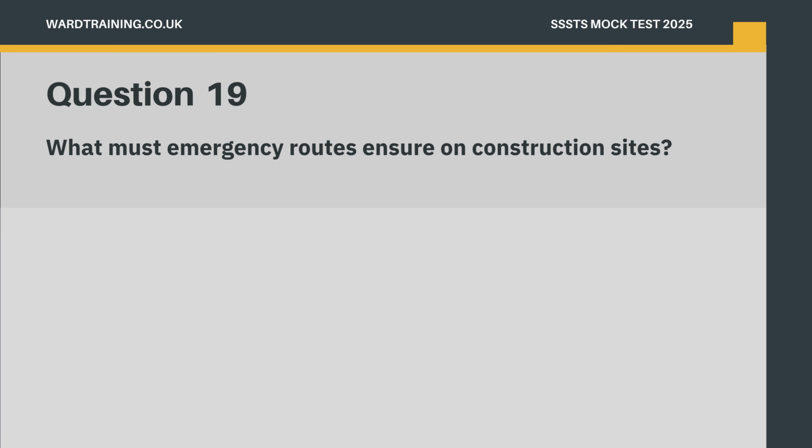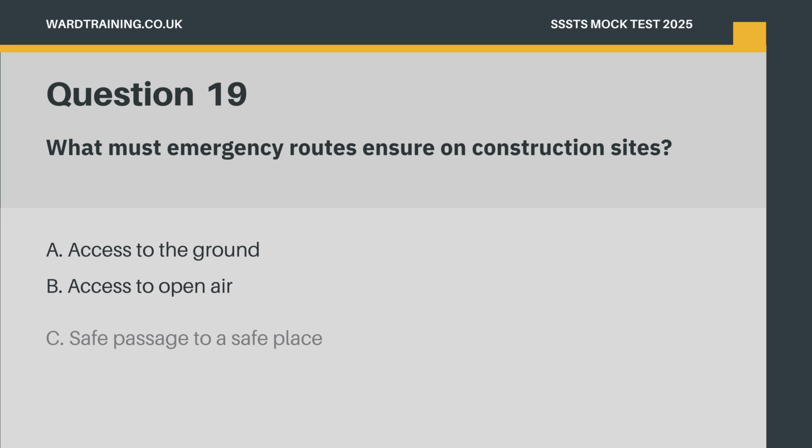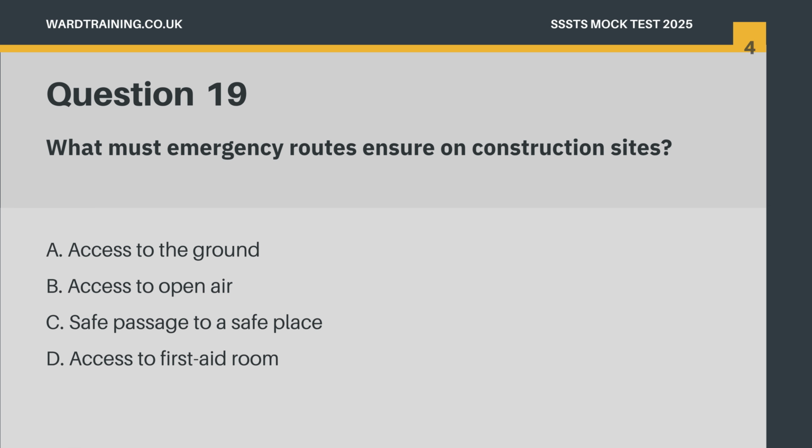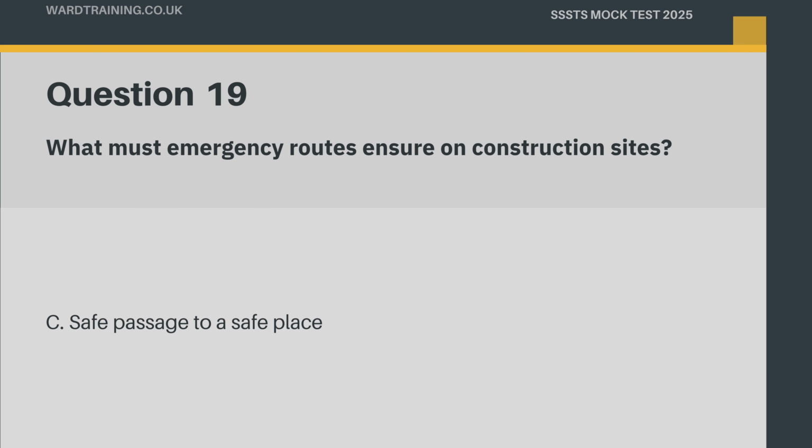Question 19. What must emergency routes ensure on construction sites? A. Access to the ground, B. Access to open air, C. Safe passage to a safe place, D. Access to first aid room. Answer: C. Safe passage to a safe place.